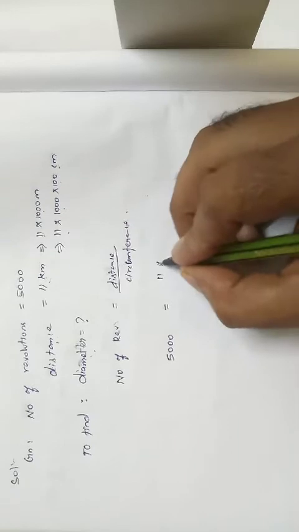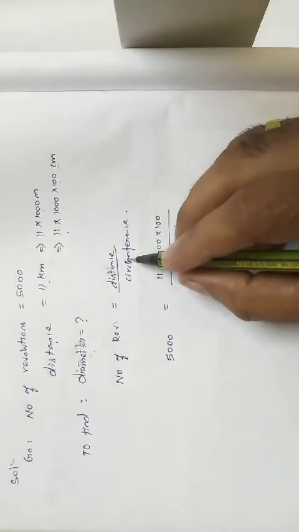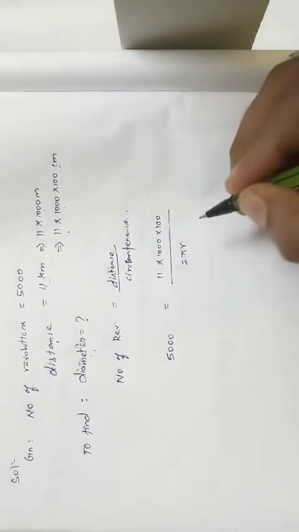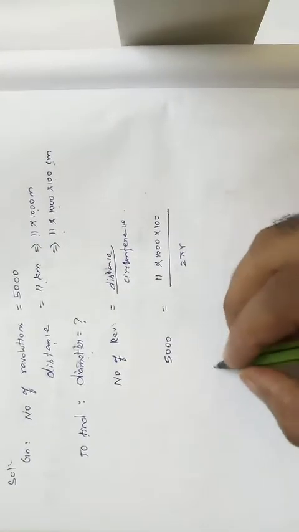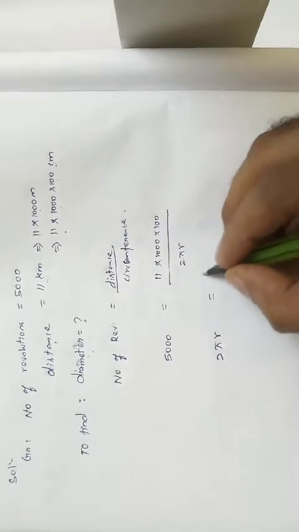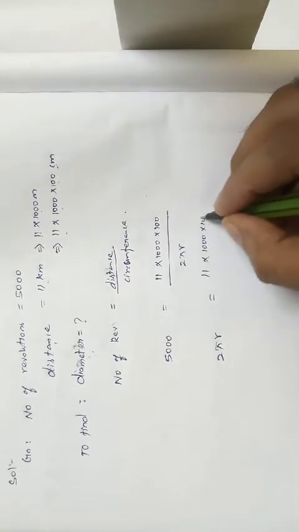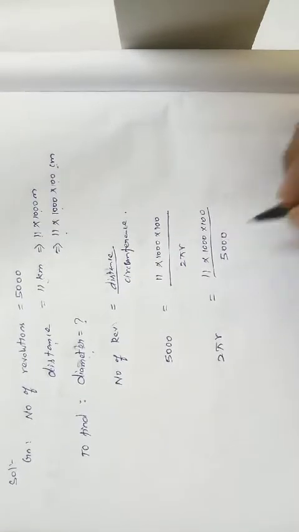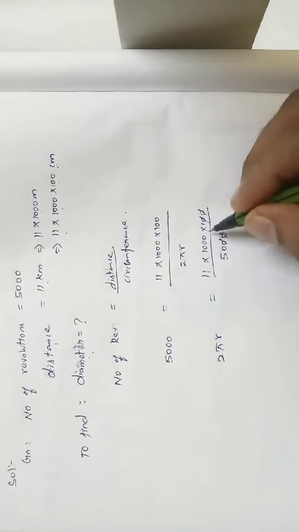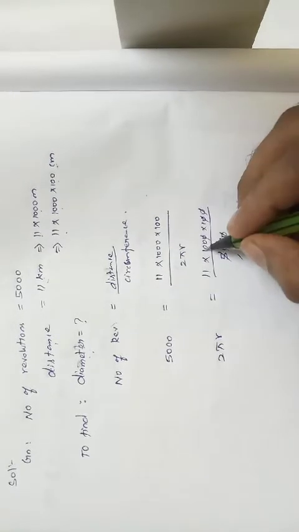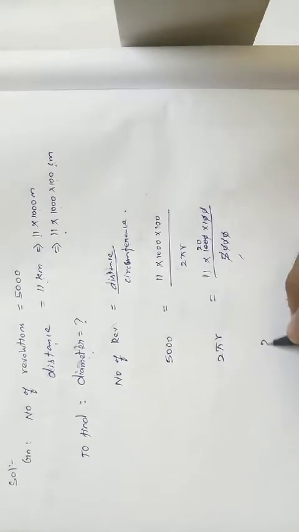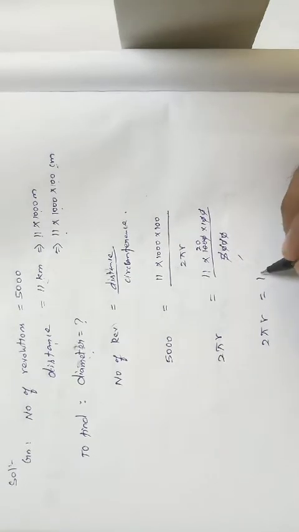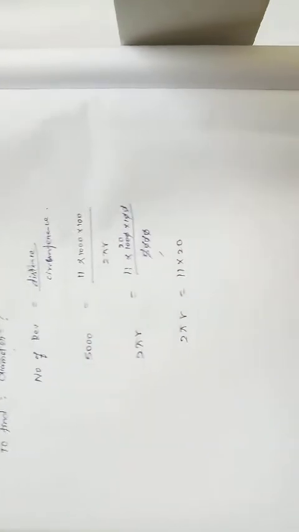Now you can substitute 11 into 1000 into 100 divided by, what is the formula for circumference? 2 pi r. I'm just taking 2 pi r to the LHS and 5000 to the RHS. Then 2 pi r is equal to 11 into 1000 into 100 divided by 5000. First simplify. 3 zeros are there, cancelling, and 5 1 times. Here 100, 5 2 times is 10, 5 20 times. So what is remaining? 2 pi r is equal to 11 into 20.